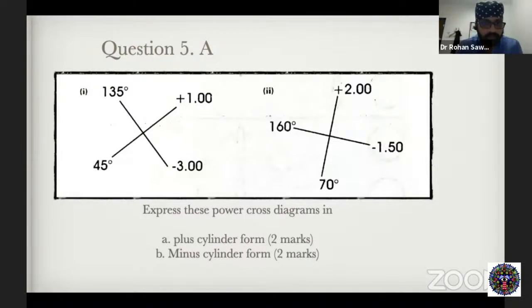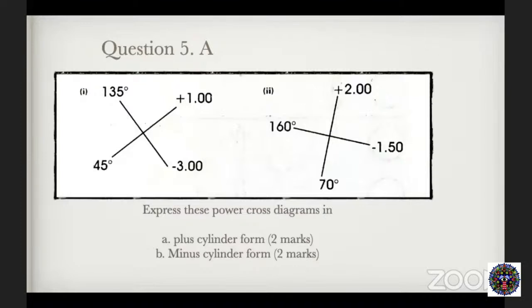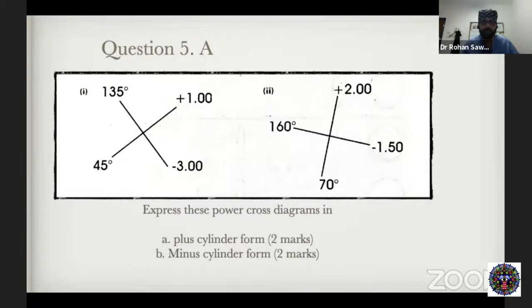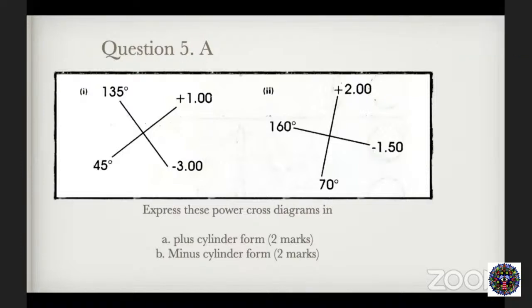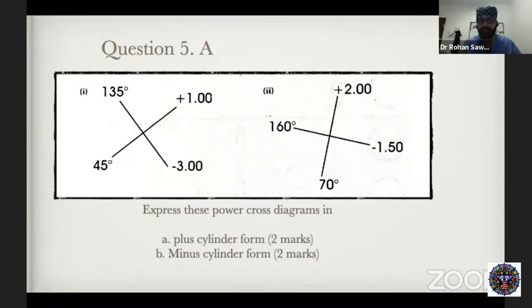-1. Yeah. I can't see a -1 there. It's a +1. -3 and +4 at 135. -3 diopter spherical and +4 diopter cylindrical at 135. That is the correct answer because that's a plus cylinder form.